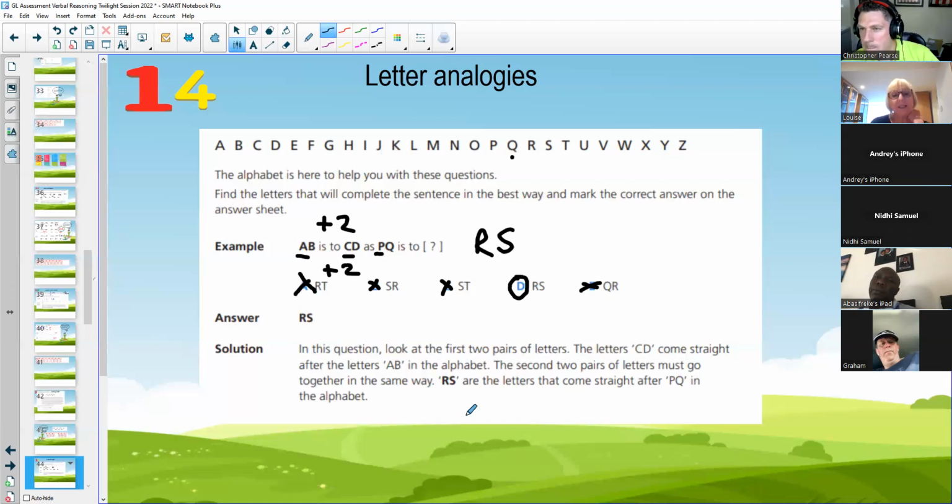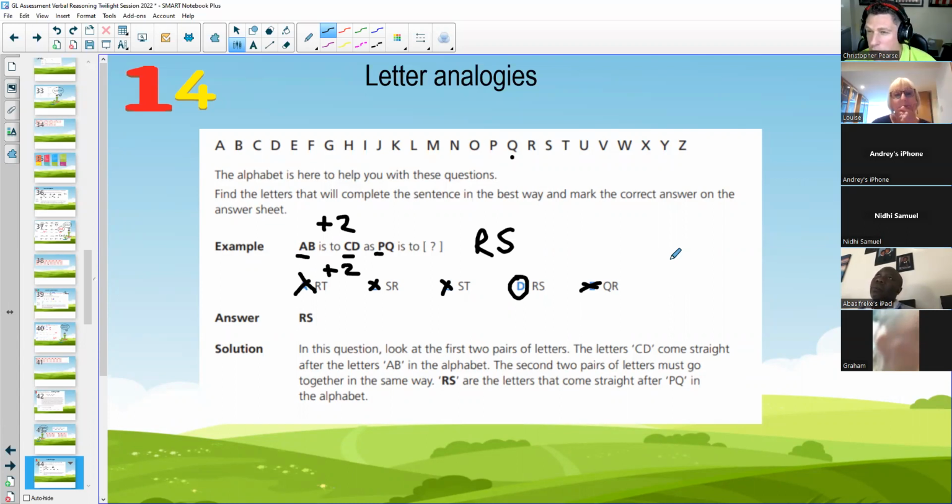One small thing, Chris, about that word "as". When I'm teaching this question type for the first time, I often say to the children, if you find the word difficult, AB is to CD as PQ is to, think of "as" as meaning "in the same way". AB is to CD in the same way PQ is to. Because "as" is quite a tricky word to understand, but if you put "in the same way", it reminds you that you're doing exactly the same method.